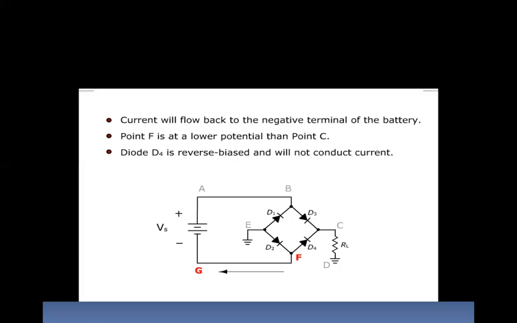Point F is at a lower potential than the point C. As we have seen, this point F will be at a lower potential compared to the point C. Diode D4, if you see, this is the point C. Diode D4 is reverse biased because this is at a lower potential. It means this is the negative polarity of the battery, and this negative polarity is connected to the positive. So this is reverse bias. So diode D4 is reverse biased and will not conduct any current. Now next, what will happen?